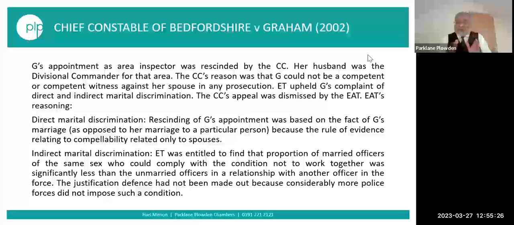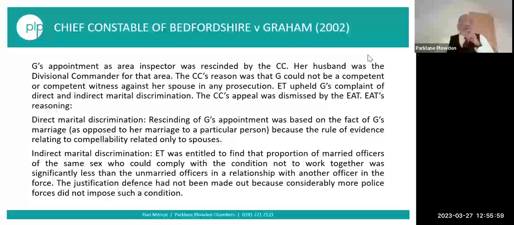And it's important to note that this is how the EAT reasoned. They said, this is not particular husband discrimination, this is marriage discrimination. And that was clear marriage discrimination because of the rule relied upon by the Chief Constable, which was the lack of compellability of a spouse.